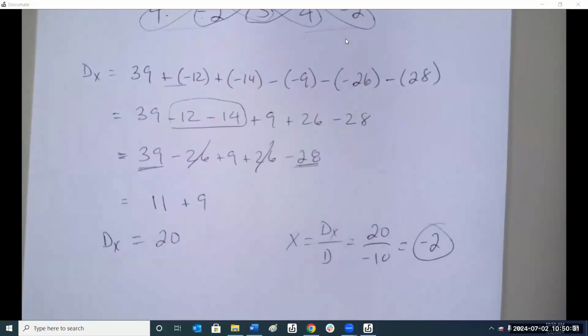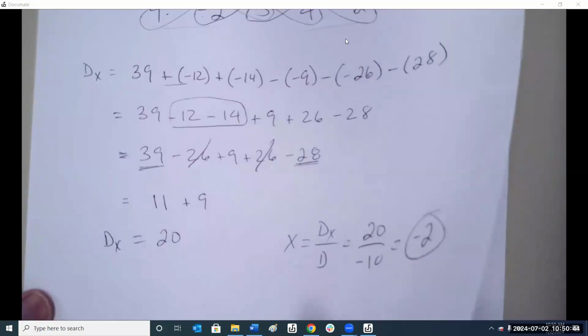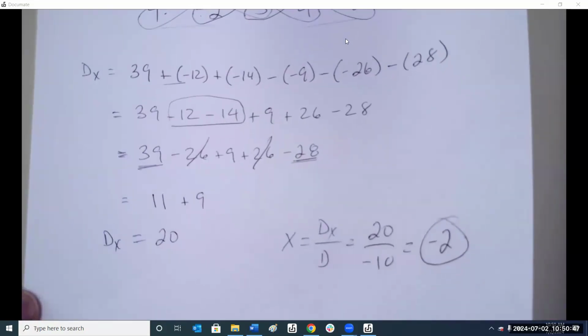Do the same with y and z. Any questions? Oh, you want me to do those? You sure? Well, let's go ahead and do it. Only two more rows or two more formulas.